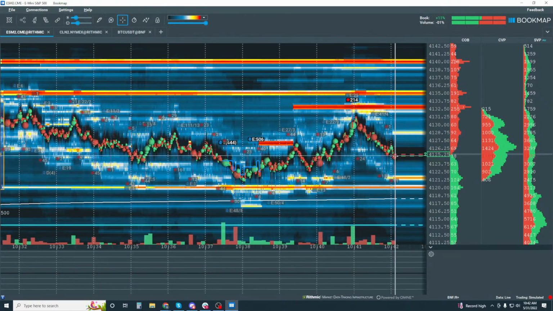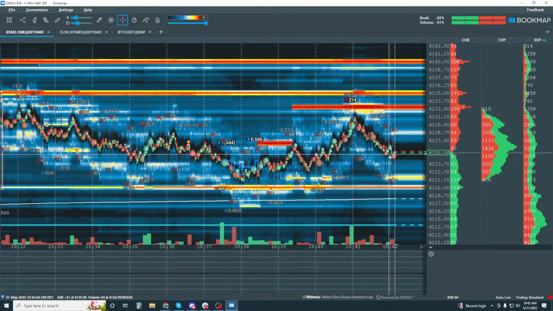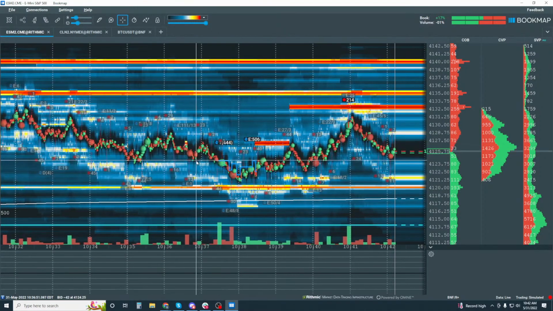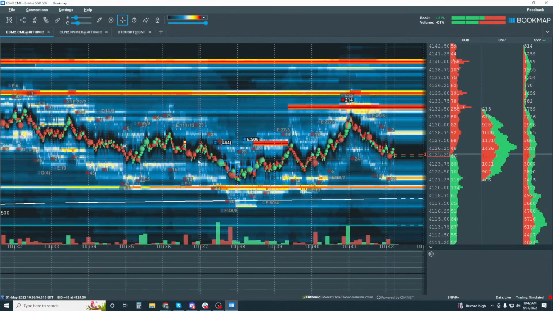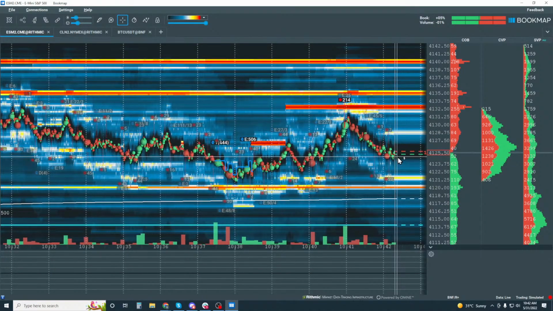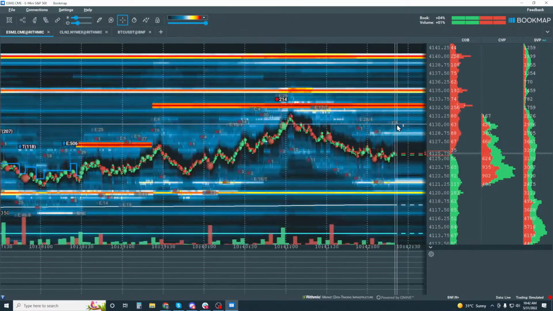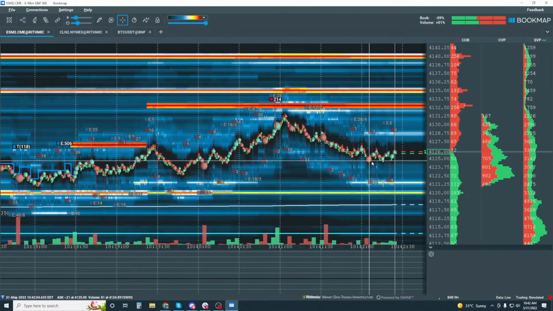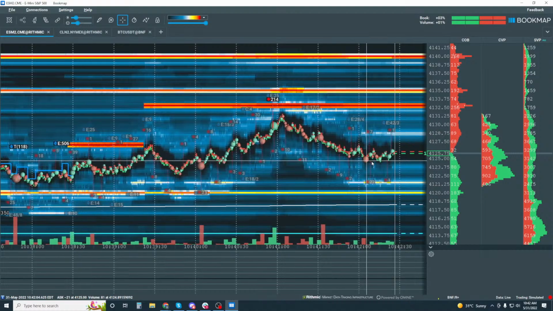Come on, sellers, looking for the push right here yet again through this area, this little pivot point area right here. There's sellers below it, buyers above it, looking for sellers below it again. Right here. And we're not getting it. Not getting it.